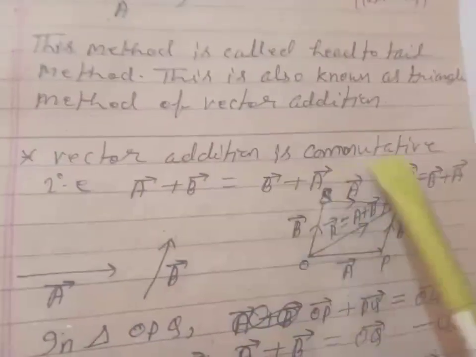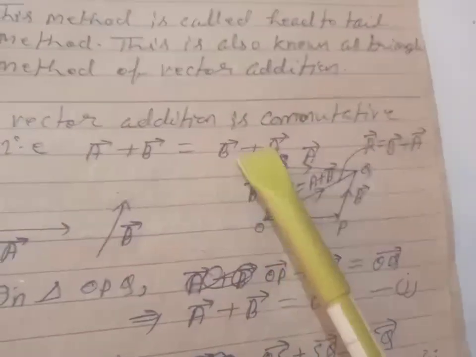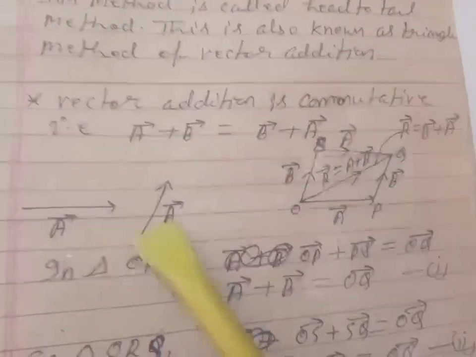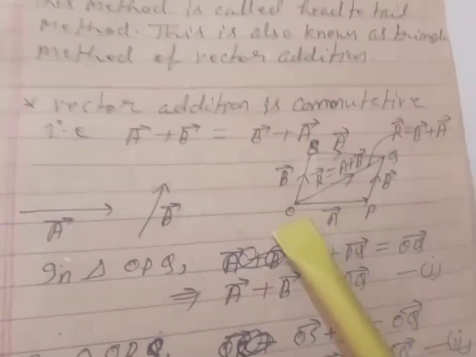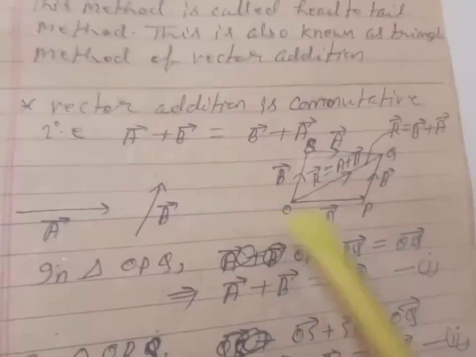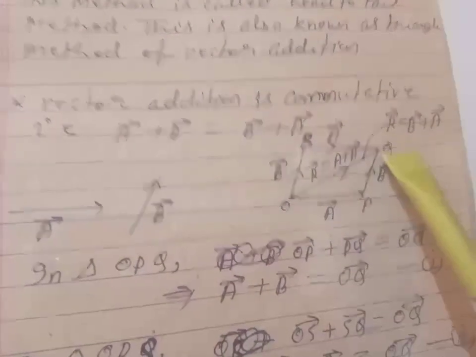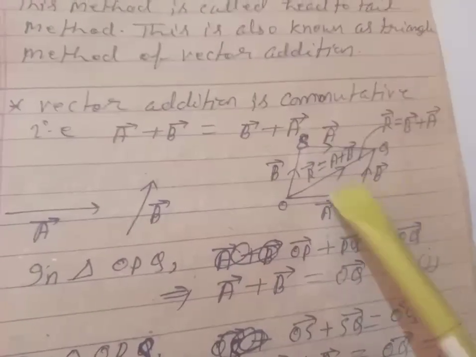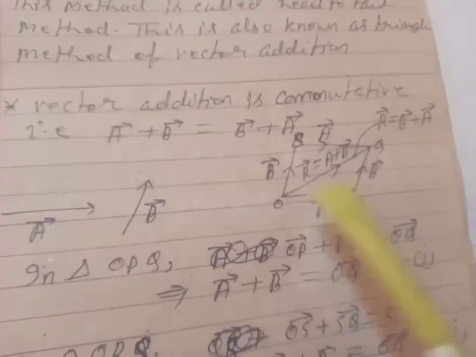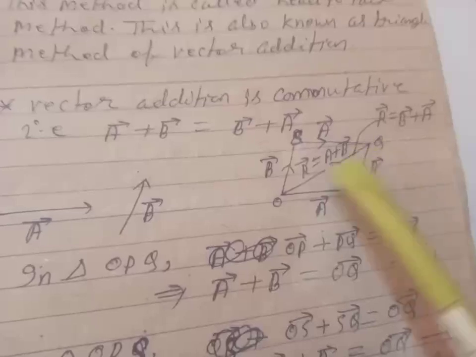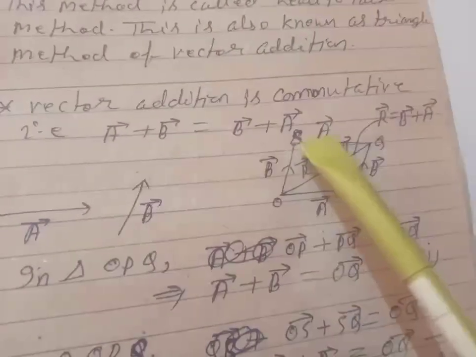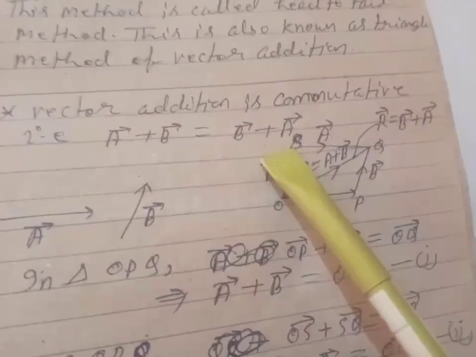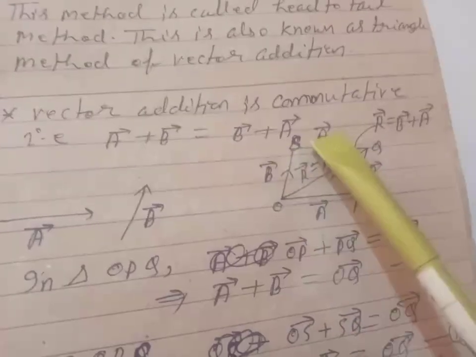Now vector addition is commutative, that is A plus B equals B plus A. Here we have taken two vectors, A vector and B vector. Now represent this by the addition rule. OP represents the A vector and PQ represents the B vector. Then we put the tail of B vector on the head of A vector. So this line will represent the resultant R vector equals A plus B. Similarly, in this figure, we have put the tail of A vector on the head of B vector. So this line will represent B plus A.